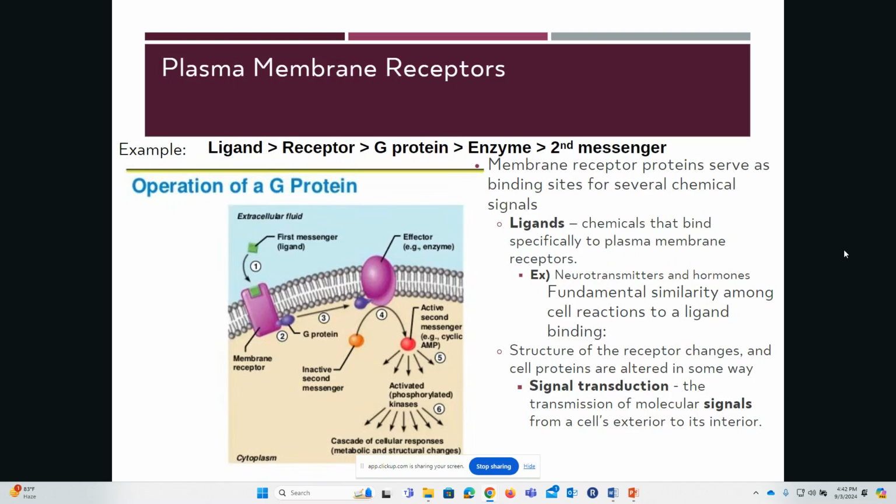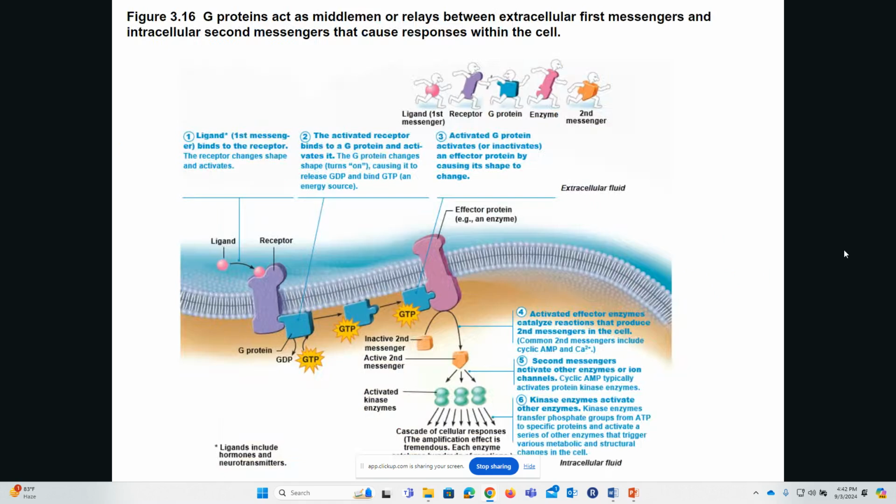That first messenger or ligand is the chemical that is going to bind to a receptor in the plasma membrane and initiate a series of steps that results in internal processes. Your book shows this relay race, where the ligand, the first messenger, binds to the receptor, and that communicates to a G protein, which activates an effector enzyme, eventually creating cyclic AMP in this example, which is your second messenger.